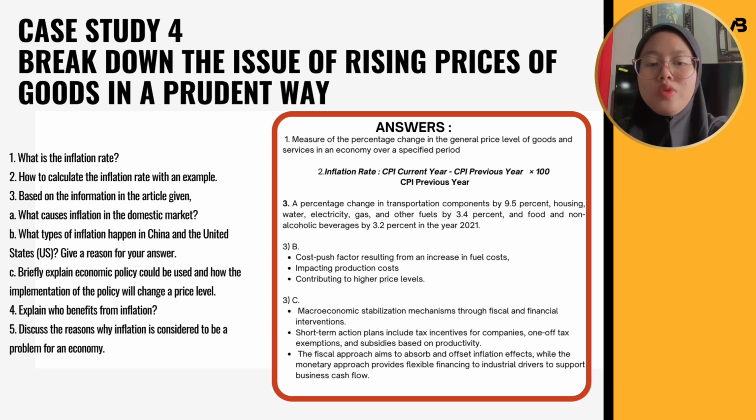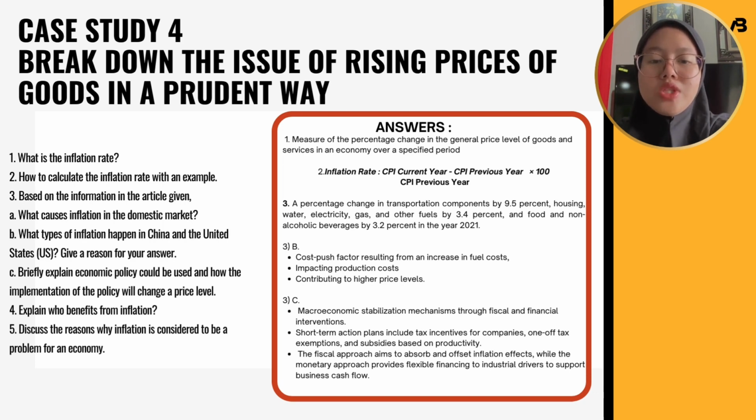For answer number 2, the question is how to calculate the inflation rate with an example. The inflation rate is the CPI of the current year minus the CPI of the previous year, times 100, divided by the CPI of the previous year. For example, if the CPI in the article for 2021 is 105 and the CPI in 2020 is 100, then the inflation rate will be 105 minus 100, times 100, divided by 100, which is 5%.